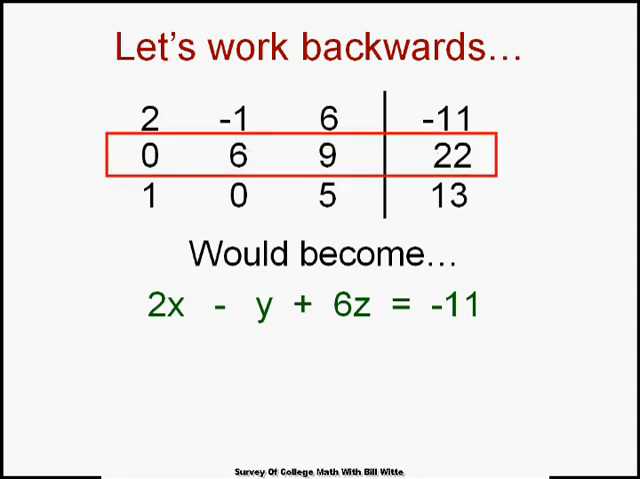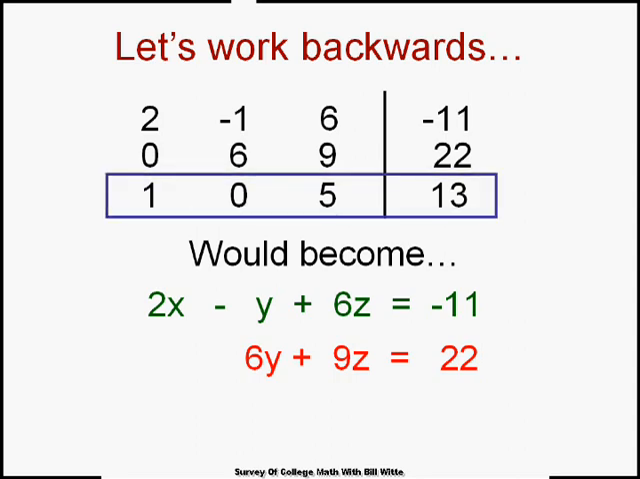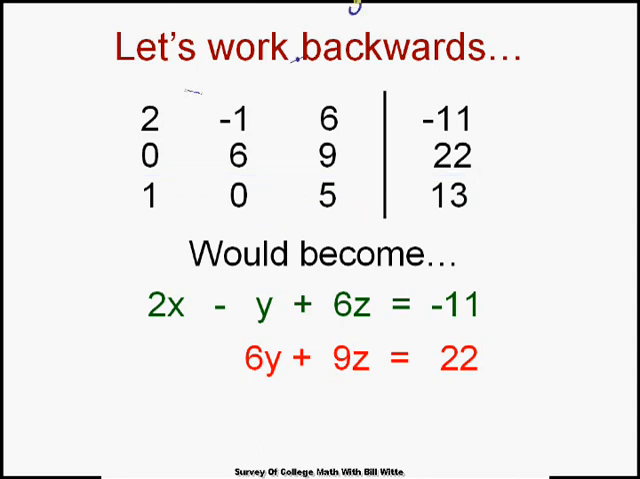Now what about this one? We've got that 0, and that 0 is in the x position, and we usually don't write 0x, and we won't, so get used to that. It's just going to be 6y plus 9z equals 22. Now in the third one, the 0 is in the y position, so we're not going to have a y. And I like to leave a little space there. I'm a little anal, but you don't have to. You could have just written x plus 5z equals 13. You can see how you can go back and forth, I hope.